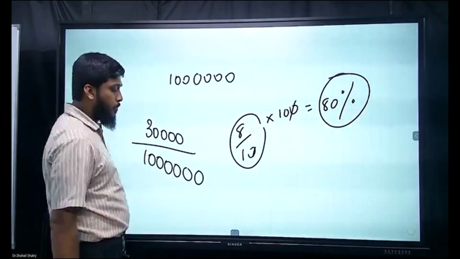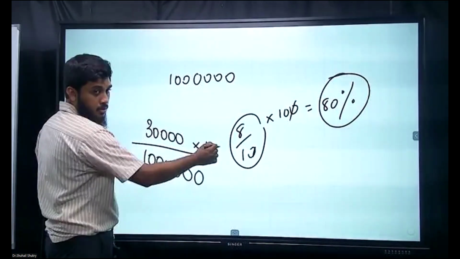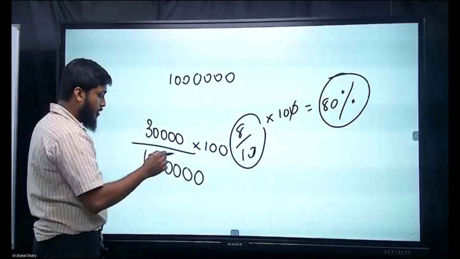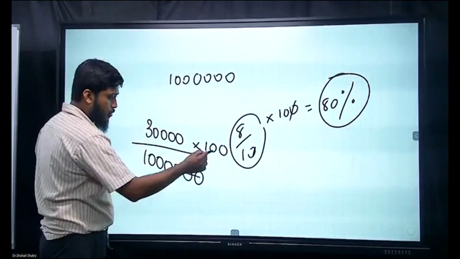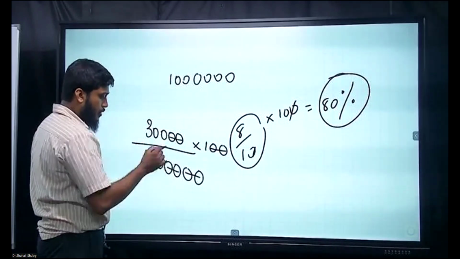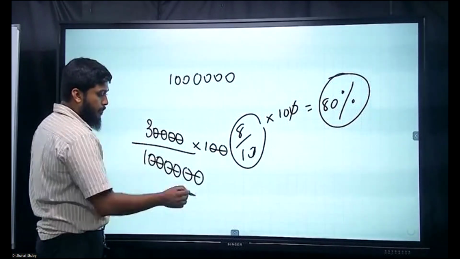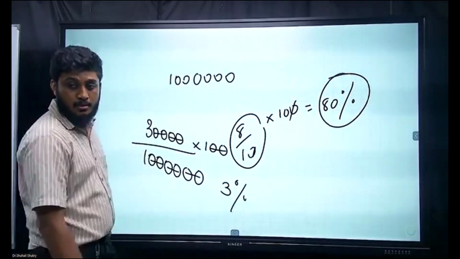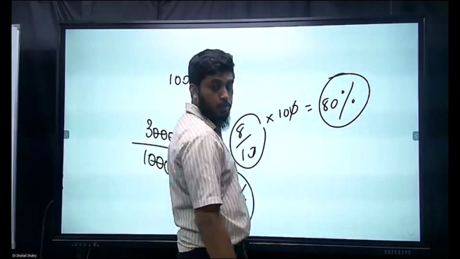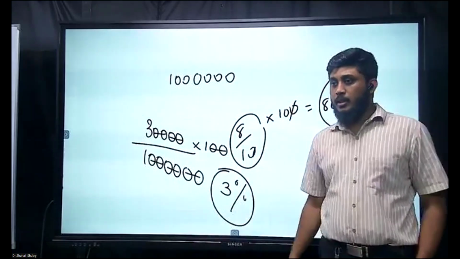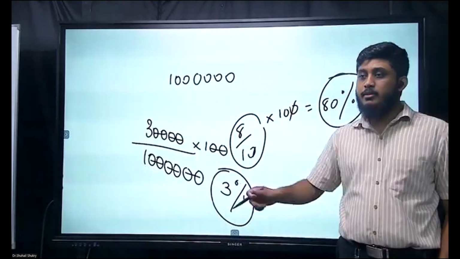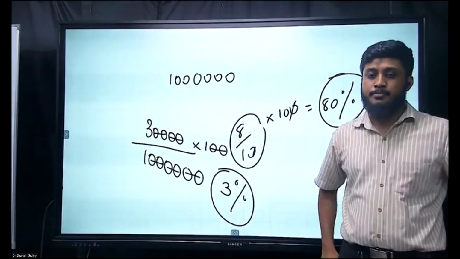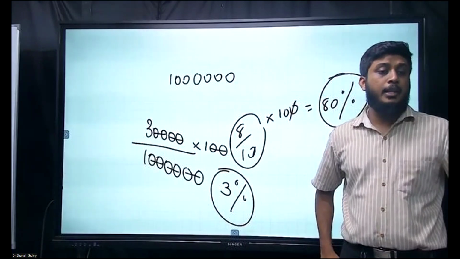So if you want to convert this to parts of 100, you will multiply by 100. If you multiply this fraction by 100, you'll get parts of 100. Again, 2 zeros cancel. It means now 3% only. 3% only what? Students in Colombo. 3% means if you take 100 people, then only 3 are students. So this is the way they break into parts.